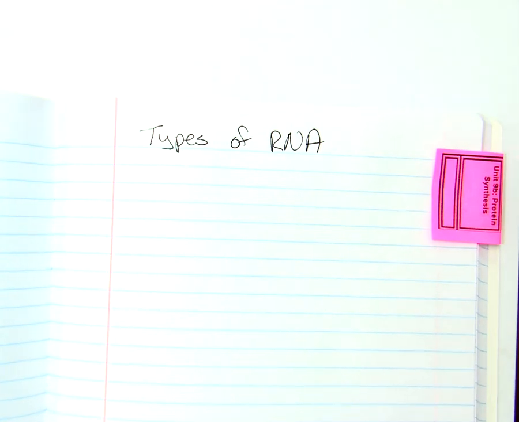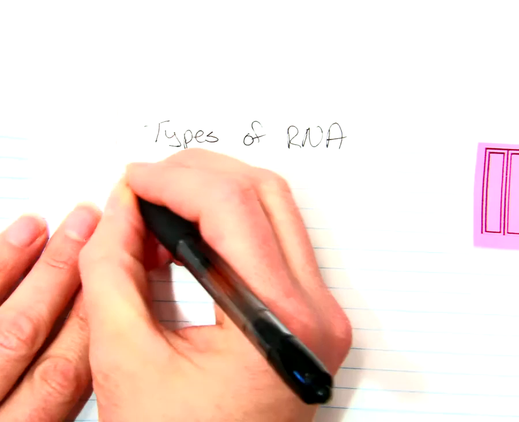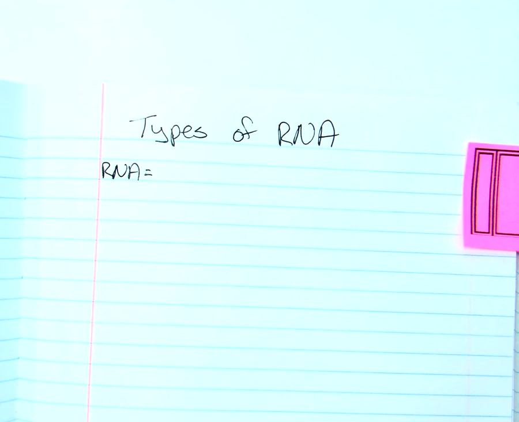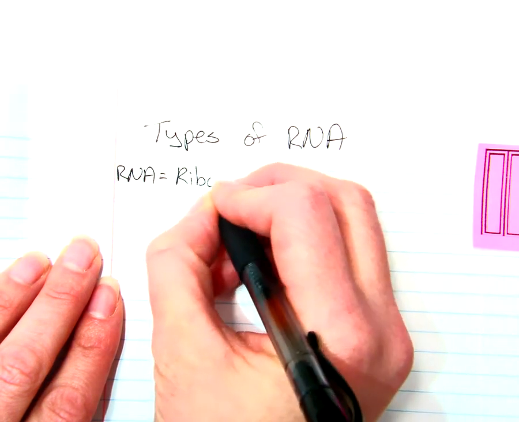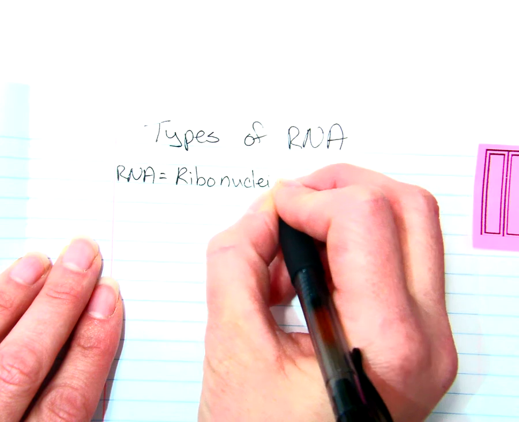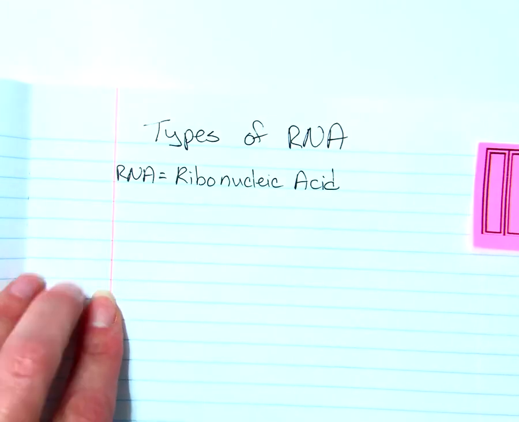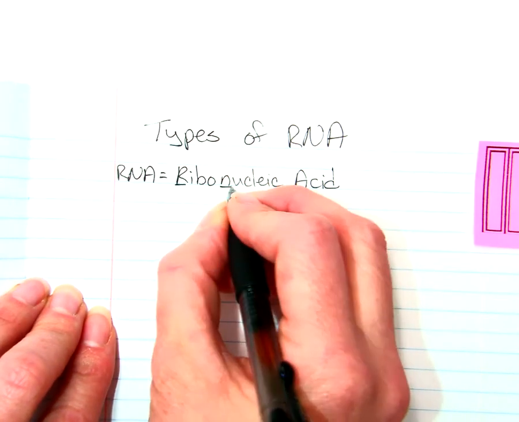All right, for our RNA notes, so our types of RNA. We're going to start off with what RNA stands for before we glue anything in. RNA is for ribonucleic acid, RNA.